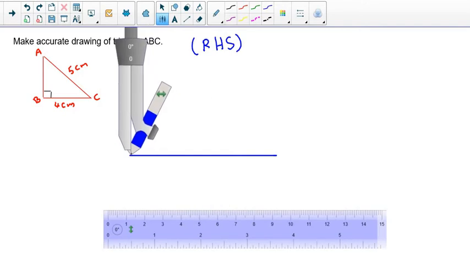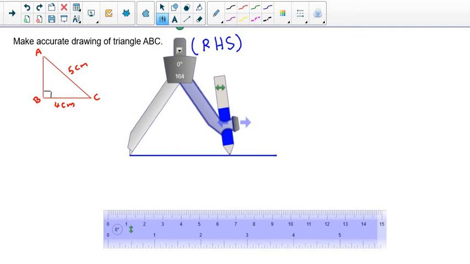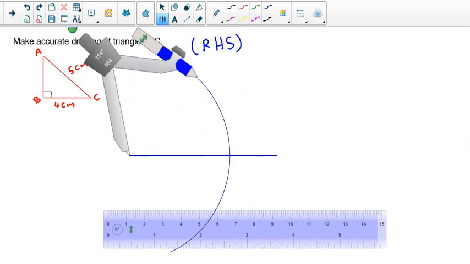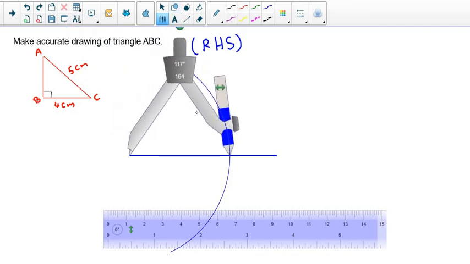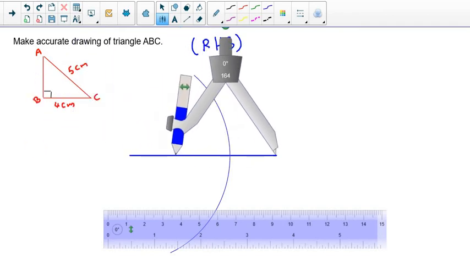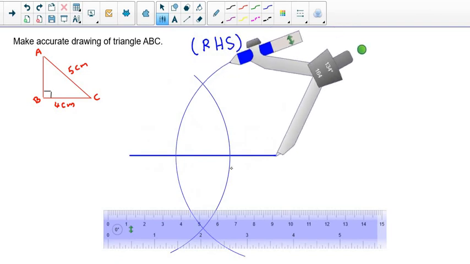Use your compasses, open the compasses more than half, and put the point of the compasses at one end of the line segment. Then draw a large arc on this line. Then move the point of the compasses to the other end of the line segment. Then draw another large arc where these two arcs cross each other.